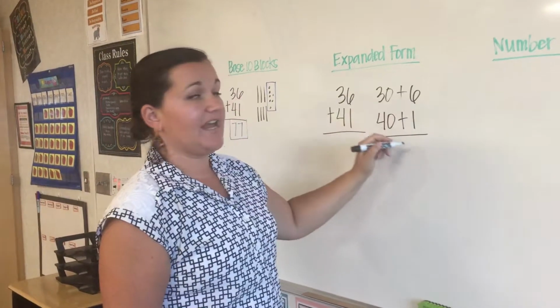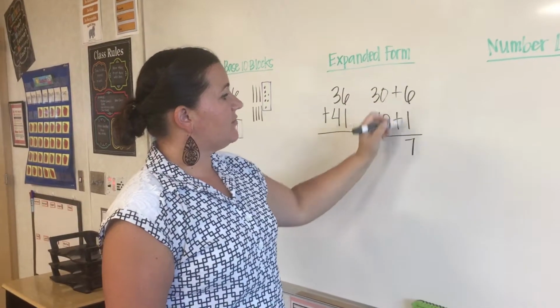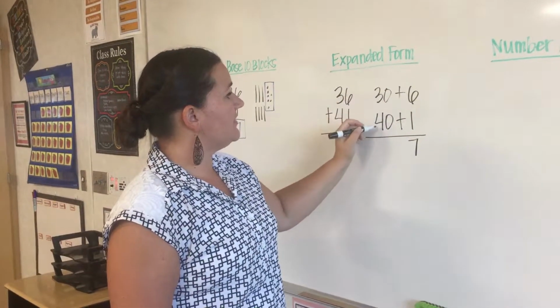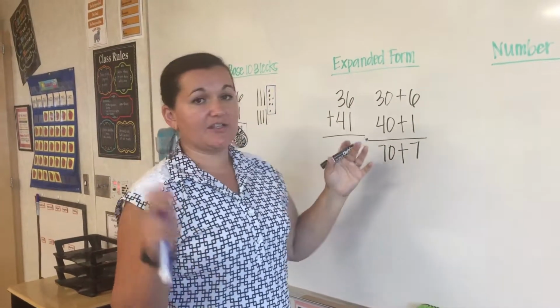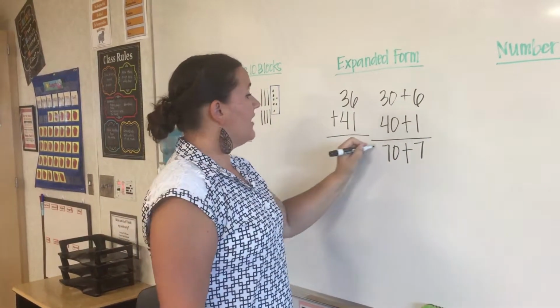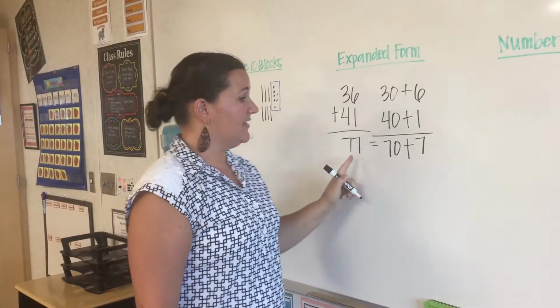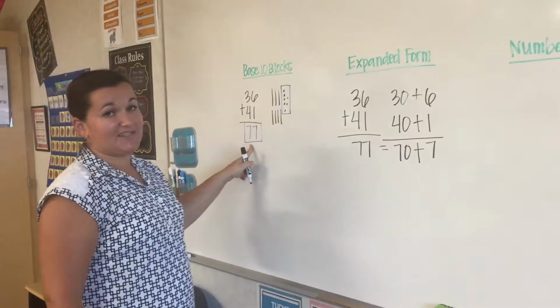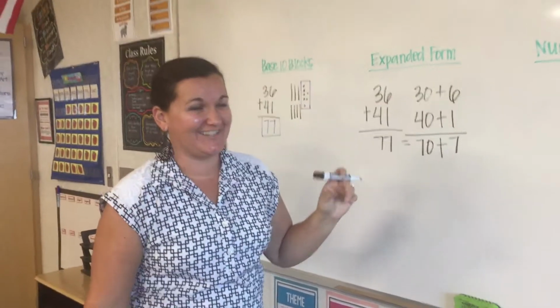Now if I add down my columns here, starting with my 1s, I'd have 6 plus 1 is 7. 30 plus 40 is 70. Got to add those back together. I got to squish them back into standard form, and that's going to equal 77. And guess what? This answer is the same as this answer. What? So we can celebrate because we got the right answer.